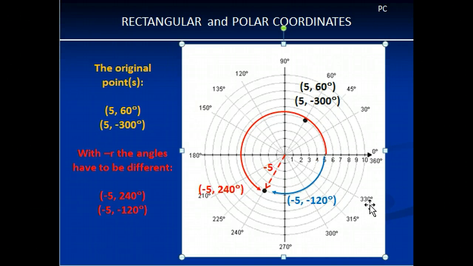So when we talk about our polar coordinates, we've got 2 here for our positive 5. We've got 2 here on the other side for our negative 5. And each one of these has to equal one full circle. So 60 plus 300, 360. 240 plus 120, 360.